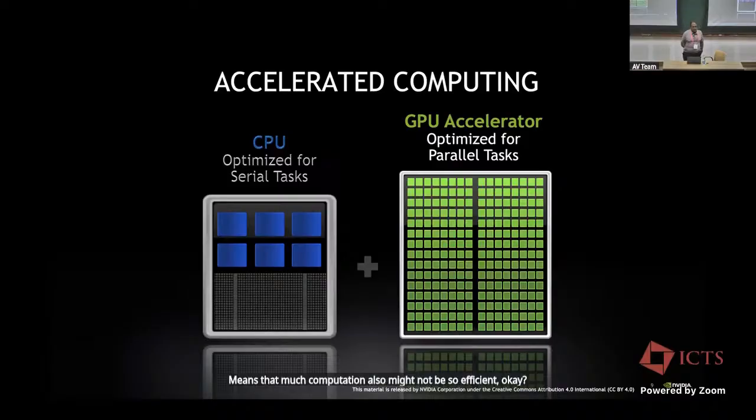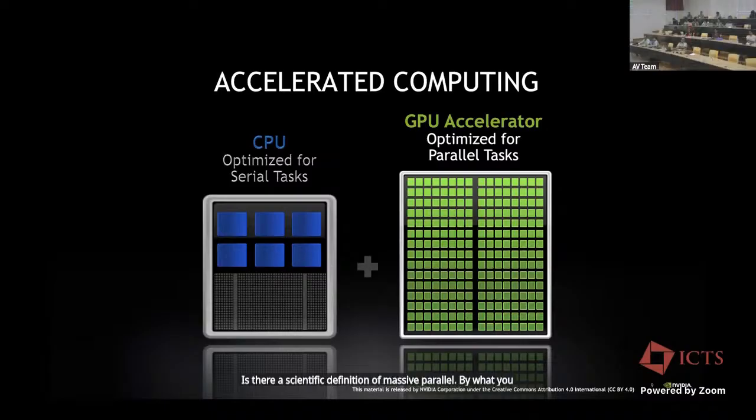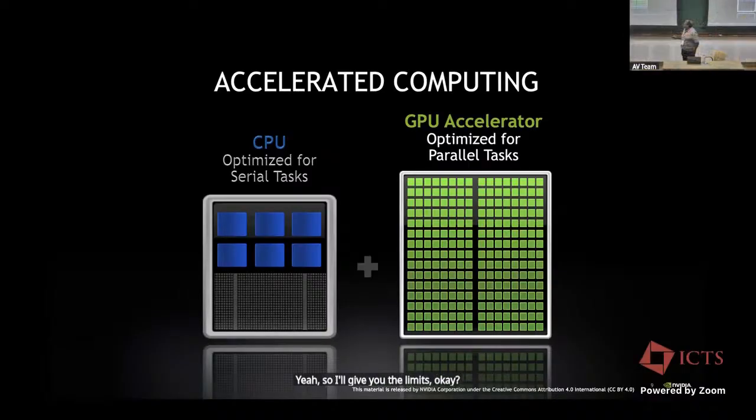Is there a scientific definition of massively parallel, versus what we would call normal parallel? I mean, a limit on some scale. Yeah, so I'll give you the limits, okay? The CPU has how many cores? That will define the scale, okay? A CPU has maybe up to 20 cores, 32 cores, and a GPU has more than 10,000 cores, 12,000 cores. That is the ratio, how much parallelism you can have.